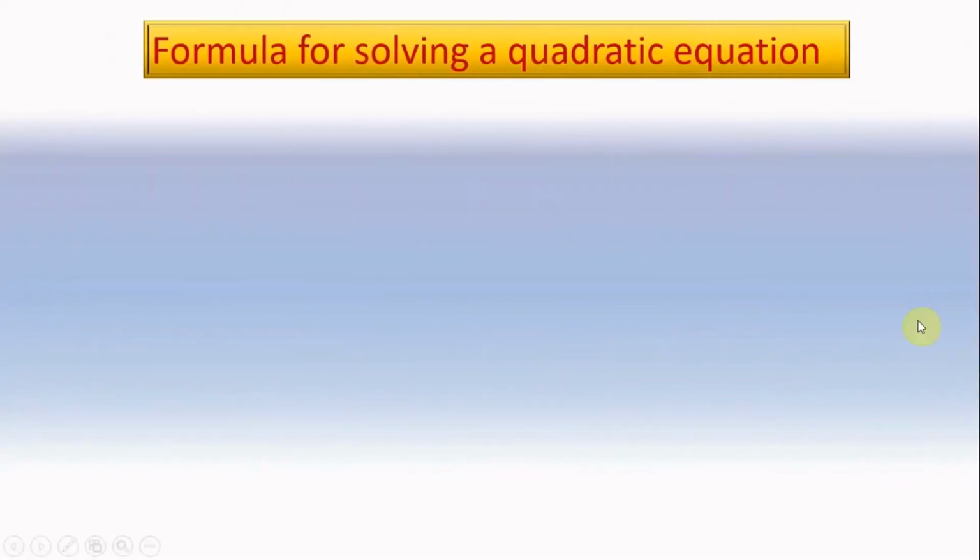Dear students, we are continuing with the chapter quadratic equation. In the previous video and the previous part of this lesson, you learned what is meant by a quadratic equation, as well as the factorization method and the square method to find the root or solution of a quadratic equation. Here in this video, you will learn how to develop a formula for solving a quadratic equation.